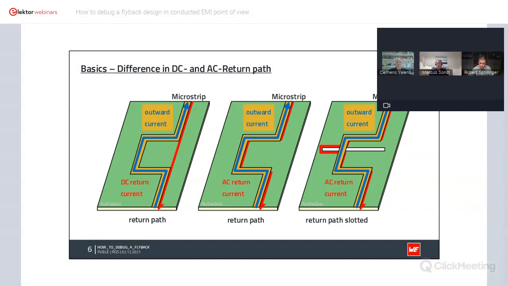Like here, I print a slot below the outward current path, and then the return current must flow around this slot. The whole loop you can see, the red loop, is a kind of antenna and will radiate into the environment. That happens a lot of times when you get radiated emissions for this reason.